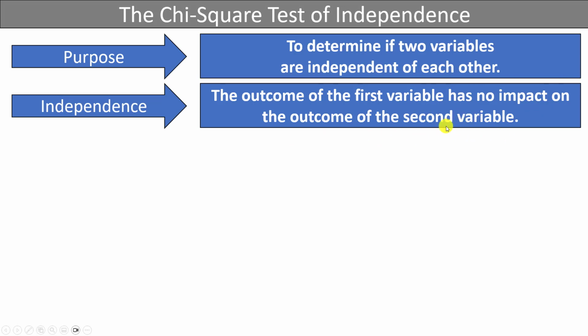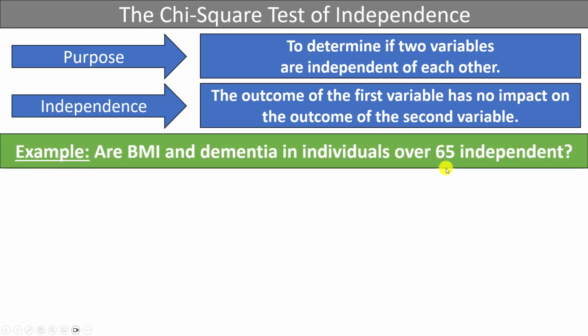So independent variables would mean, it doesn't really matter what the observation is for the first variable. It doesn't really tell you any information about the second variable. So the example we're going to use here is, we're going to ask the question of if BMI and dementia are independent in individuals who are over the age of 65.